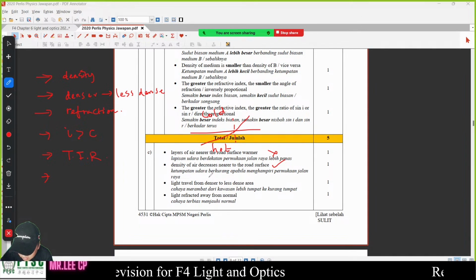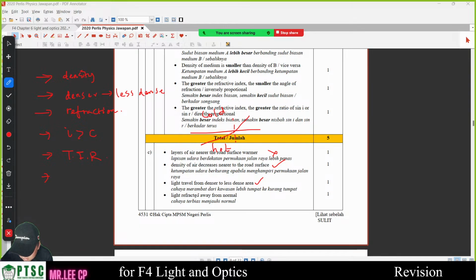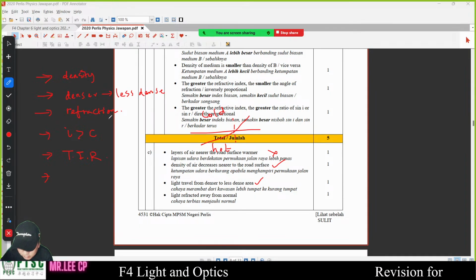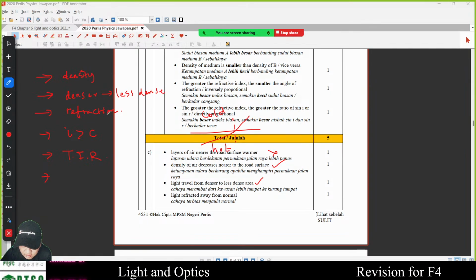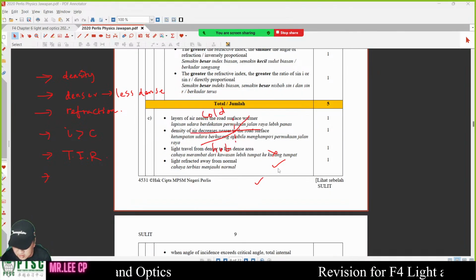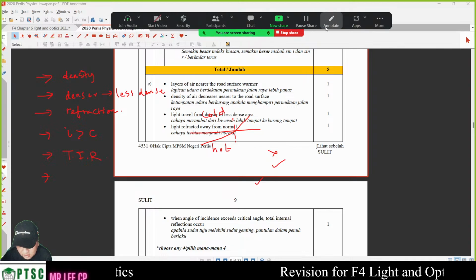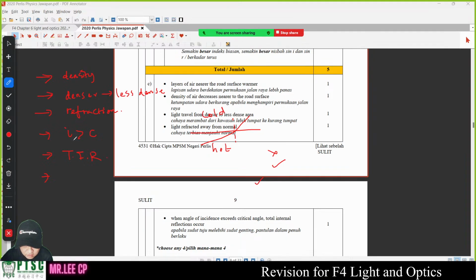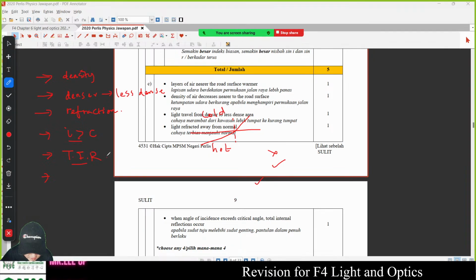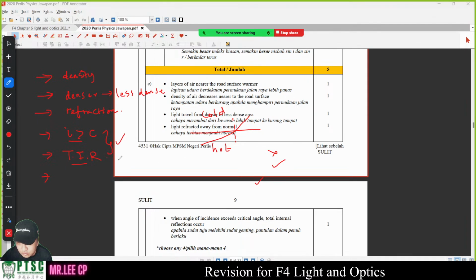Light travels from denser to less dense area, okay. So light travels away from the normal. I didn't say it. I said refraction. You can explain why refraction, denser to less dense. Alright, and then when the angle is more than the critical angle, total internal reflection occurs. So I got 1, 2, 3.